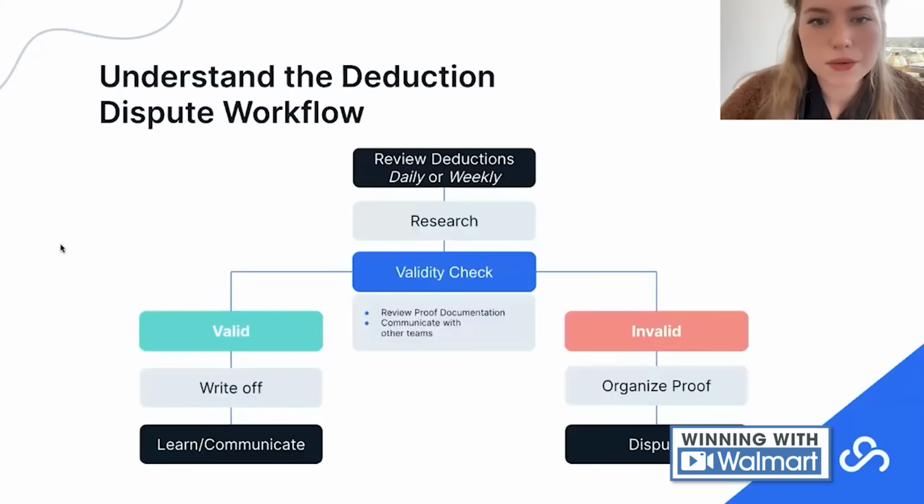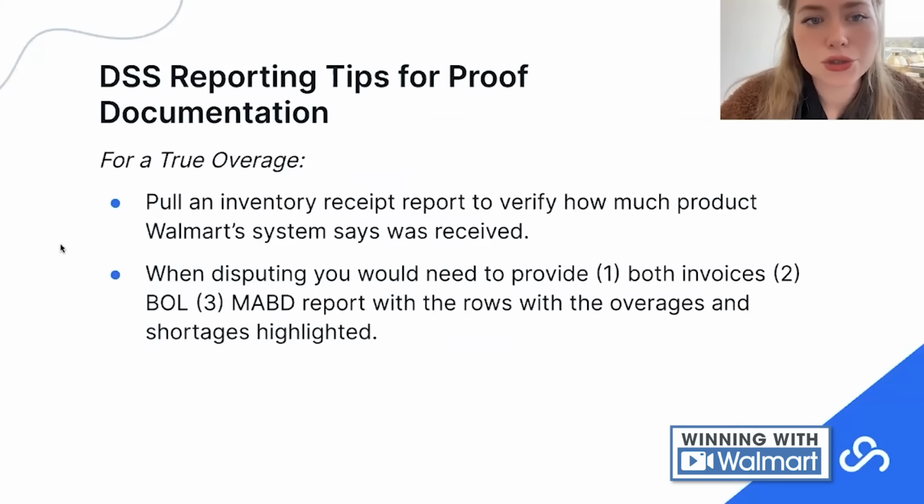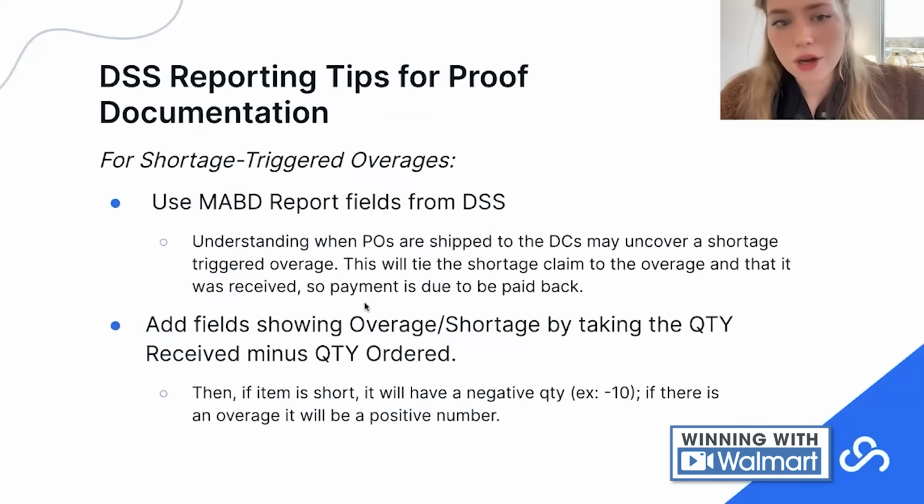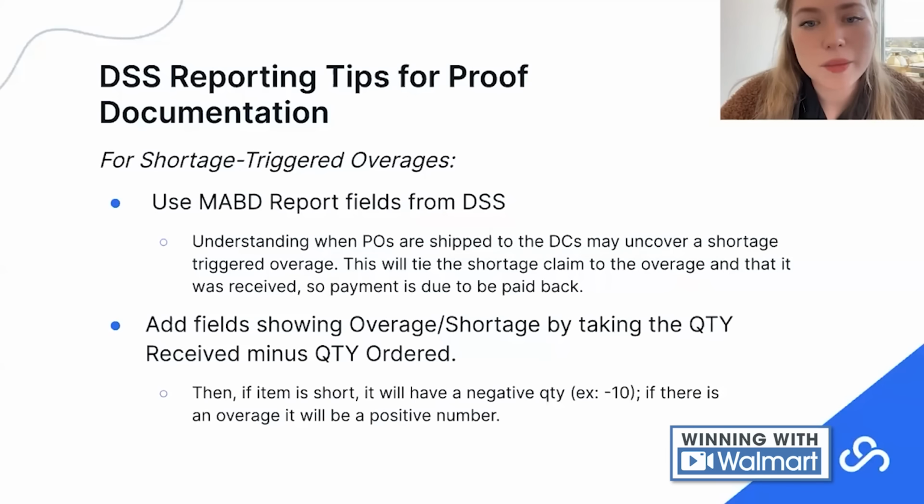And one thing to note, I went too far. This is for a true overage. If you have a shortage triggered overage, you're going to have a different report tip or different proof documentation tip. Here you're going to use that MABD report fields from DSS. You're going to want to understand when the POs are shipped to the DC, there might be that shortage uncovered or shortage triggered overage that we talked about in the beginning.